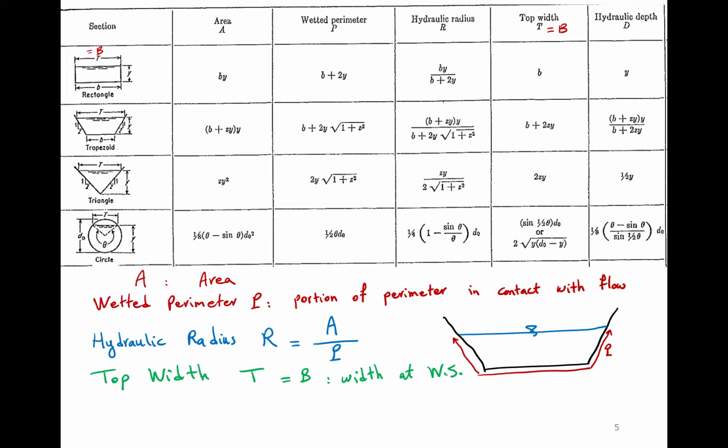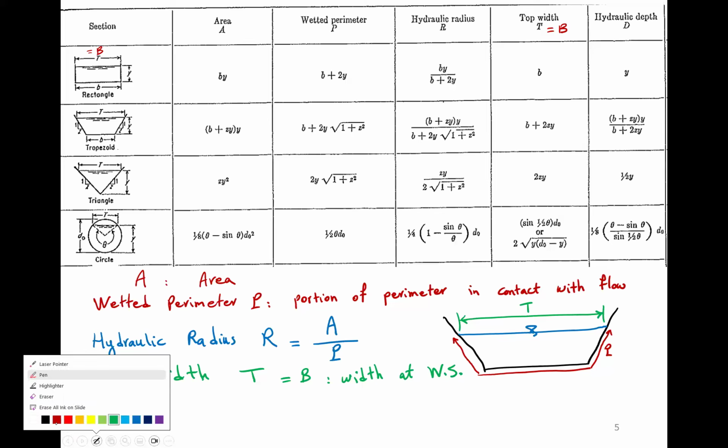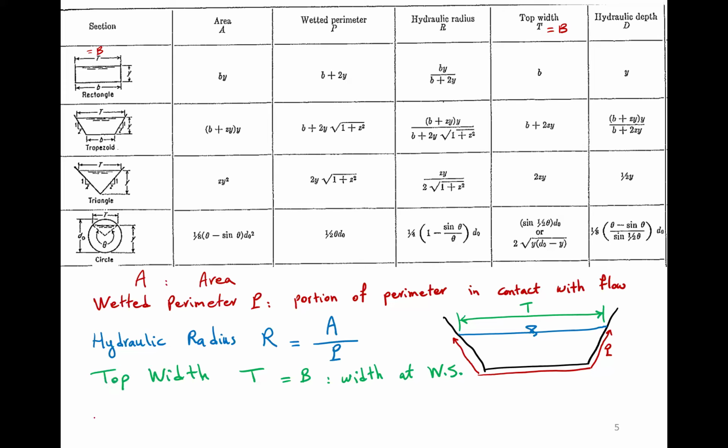Okay, so for us in this section that I have at the bottom, the trapezoidal one, this will be P or B, the top width. In case of a rectangular channel, it should be obvious that it's the same as the width of the channel because the walls are vertical. All right. So that's top width.